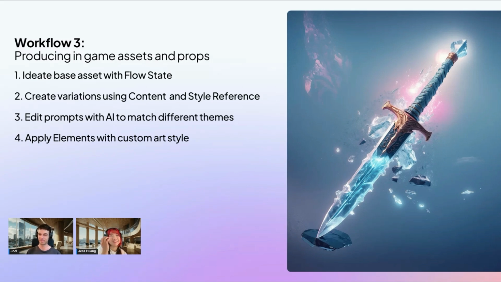Exactly. Thanks, Joel. So yeah, as a recap, we went through flow state. You can spend a bit of time getting your base asset, searching through flow state, and then reskinning that through content style reference within classic mode. I highly recommend always using the prompt helpers to get your prompts quickly changed without having to do too much thinking, by talking to it in natural language, and then applying elements within your custom art style to create those generations in a more consistent looking artistic style. And I think that is all we have for the workflows today.